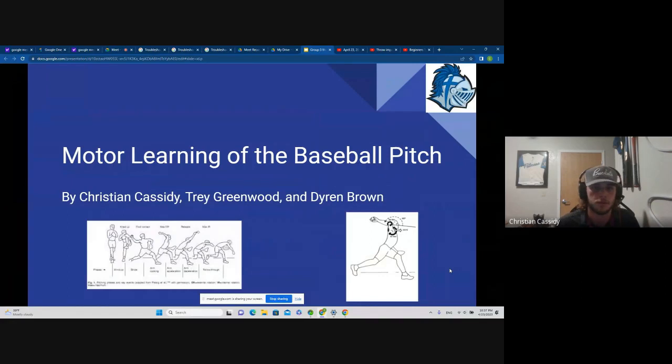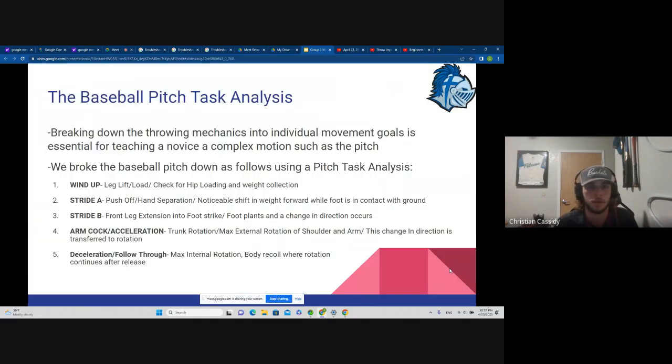I am the expert in Group 3's presentation of the motor learning of the baseball pitch. Our novice was Dyron Brown and our observer was Trey Greenwood. So where we'd like to start is our baseball pitch analysis.